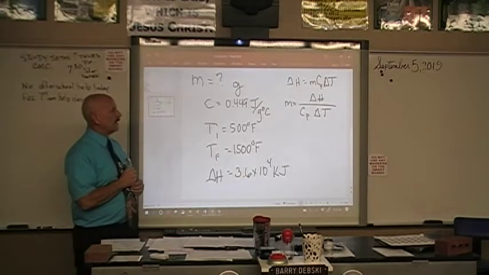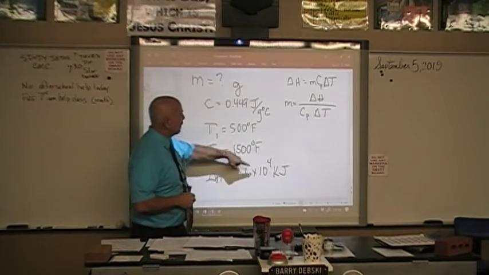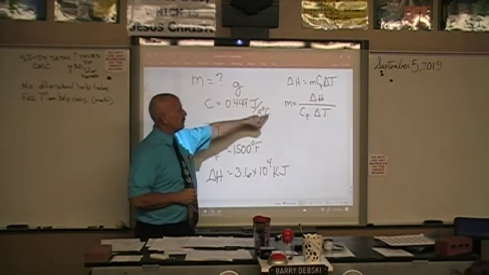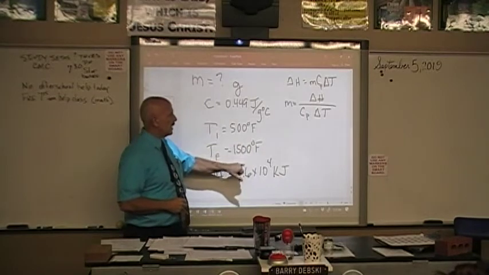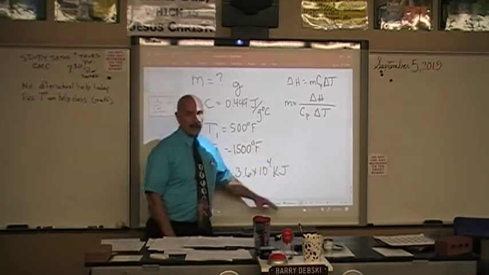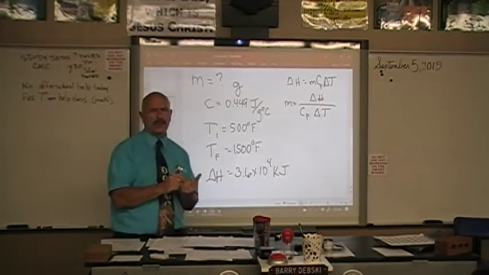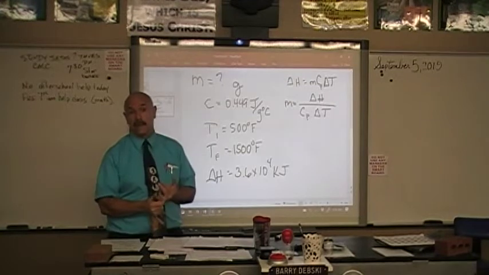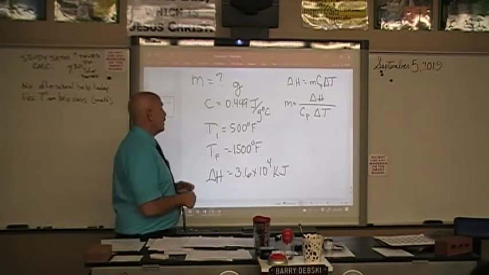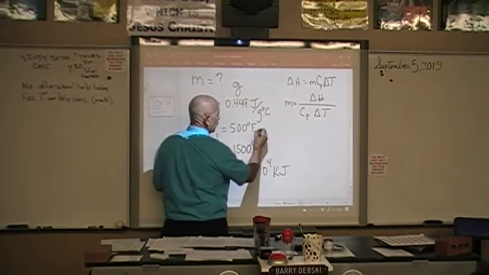At this point, I need to figure out if I can substitute things in. Here's my C value. The units are in joules per gram per degree Celsius. The temperature is in Fahrenheit. And my delta H is in kilojoules. So I got to do two things in here somewhere along the way. I need to change joules to kilojoules or kilojoules to joules. And number two, I need to change Fahrenheit to Celsius. Okay? So right here, next to these Fahrenheits, we're going to change those to Celsius.